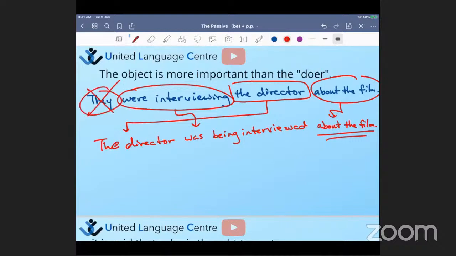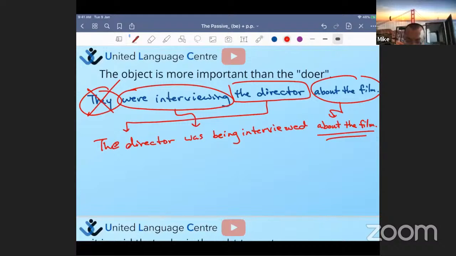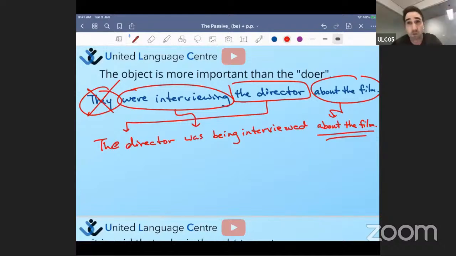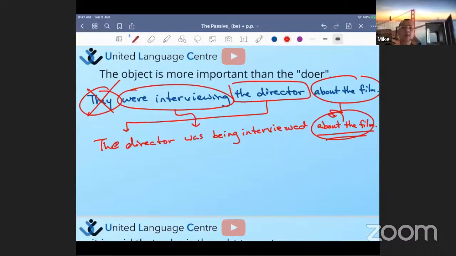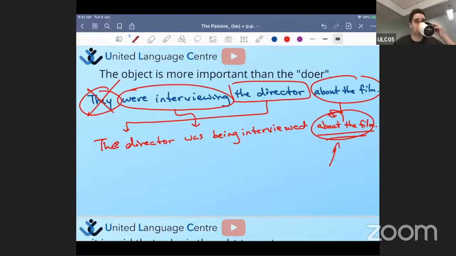Okay, so to take "about film" or not take it is the same, right? Same meaning, but he could have been interviewed about his wife or his family. In this case, he was interviewed about the film. So this is kind of important information. Okay, I got it. Thank you. You're welcome. Anything else? Can I help you finish your homework?